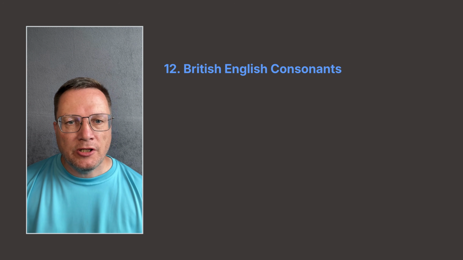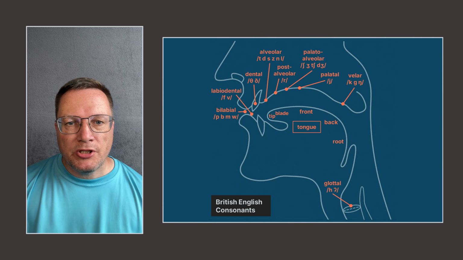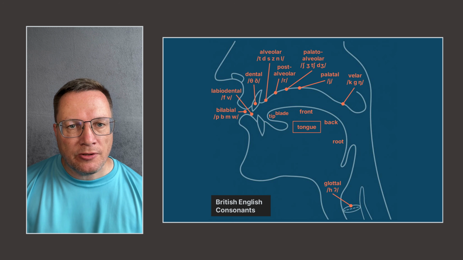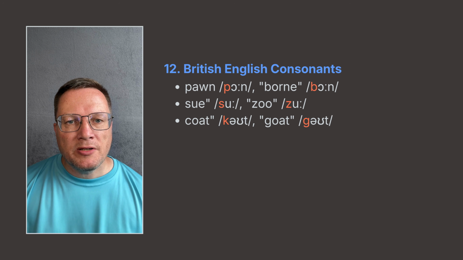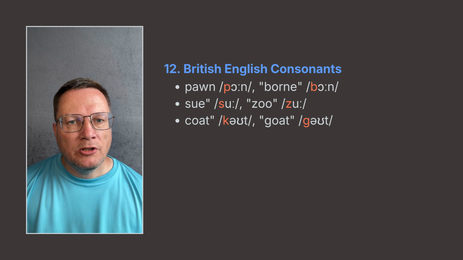12. British English consonants. This diagram maps British English consonants onto the vocal tract according to their place of articulation. Notice how the pairs pawn and born, sue and zoo, and coat and goat occupy the same position because they share the same place of articulation despite differing in voicing.